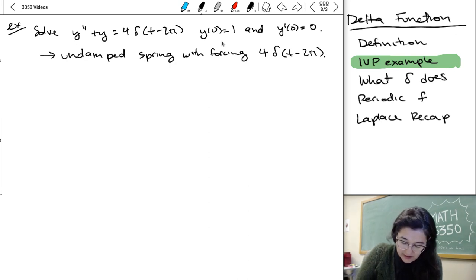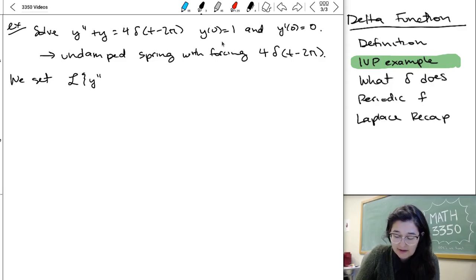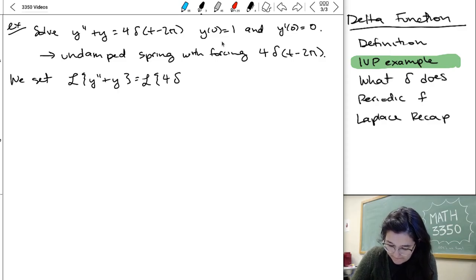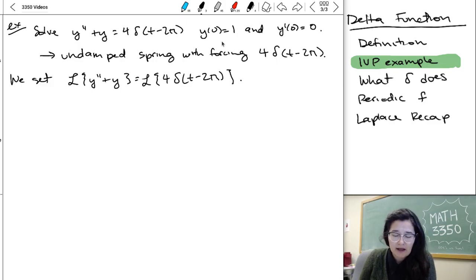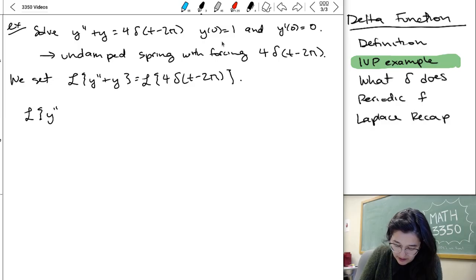So first off, we're going to set the Laplace transform of both sides equal to each other, because that's how we start every Laplace transform differential equation problem. And then we just have to compute what that Laplace is on both sides. So I'm going to start with the left, L of y double prime plus y.